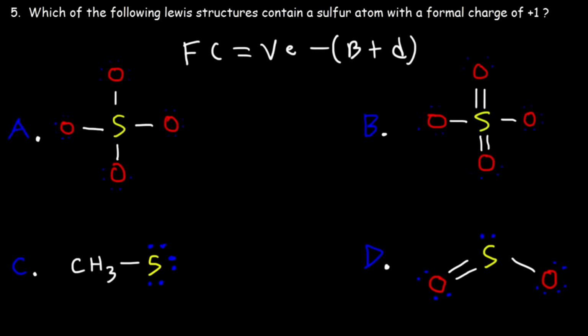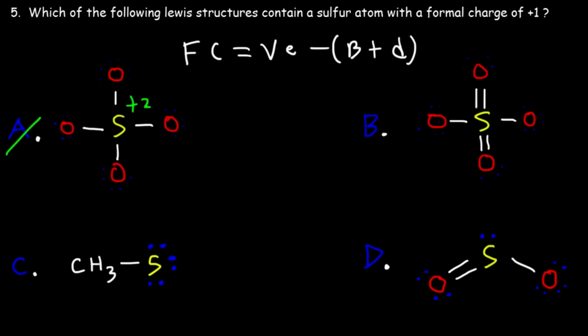Sulfur has 6 valence electrons. If you go to the periodic table, you'll find that sulfur is in group 6A, and typically elements in that group have 6 valence electrons. So all of the sulfur atoms in each of these molecules have 6 valence electrons as a free atom. Now in compound A, sulfur has 4 bonds. 1, 2, 3, 4. And it doesn't have any visible lone pairs, so it has 0 dots. 6 minus 4 is 2. So the formal charge on this sulfur atom is +2. So we can eliminate answer choice A.